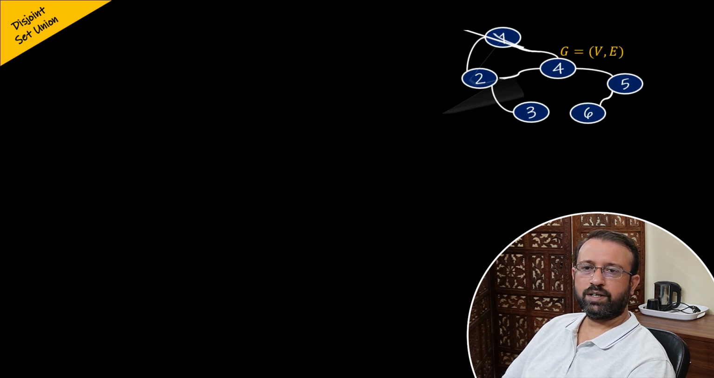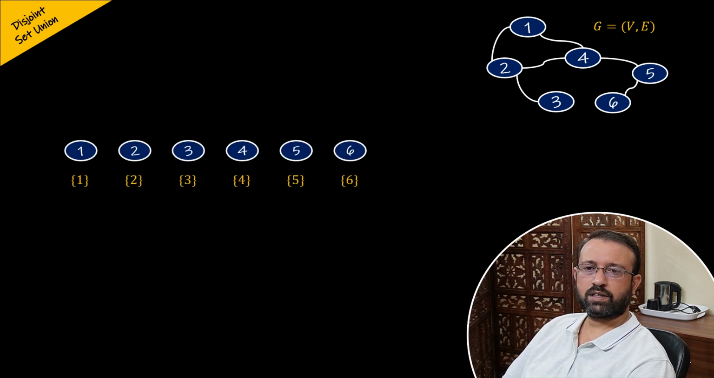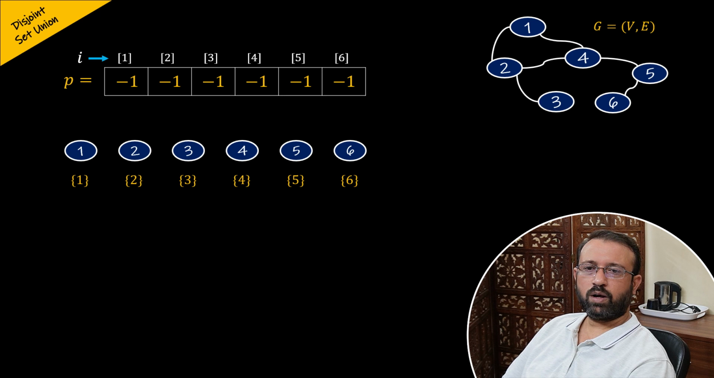Initially, we have an empty set. Now, since we have 6 vertices, we will create 6 disjoint sets, each containing one vertex. We will also have a parent array P where all the elements are initialized to -1. Then we will perform union operation on sets if there is an edge between the vertices and the vertices are not in the same set.